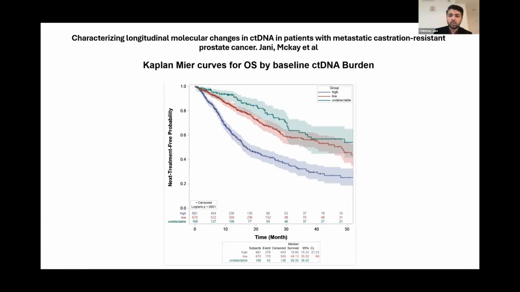We also looked into overall survival based on ctDNA burden, and it showed that patients who had higher ctDNA burden had lower survival. Therefore, again, showcasing that it can help us risk stratify the cases too.